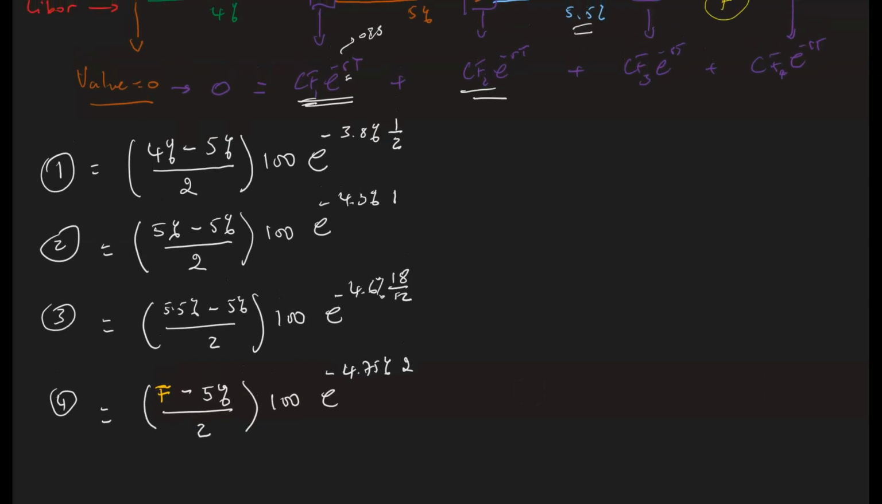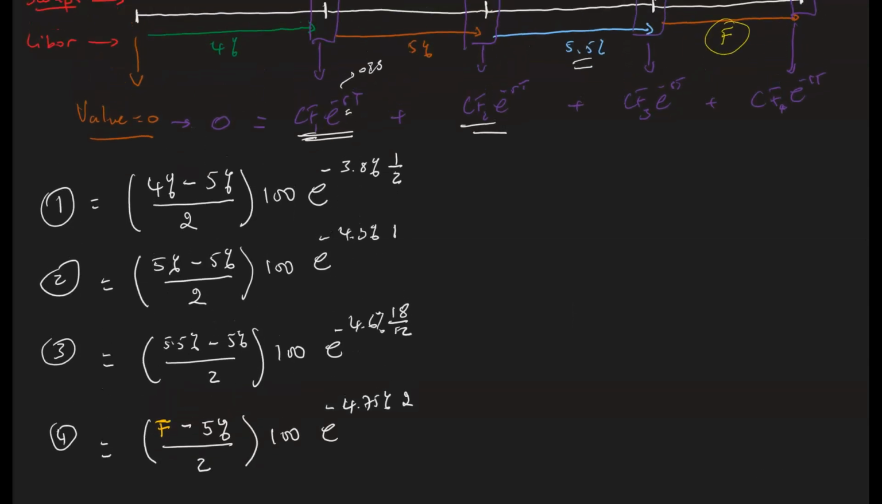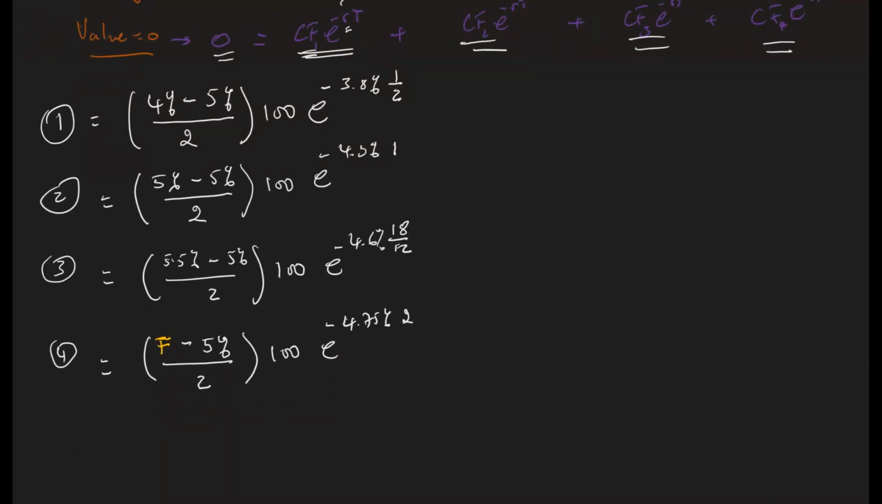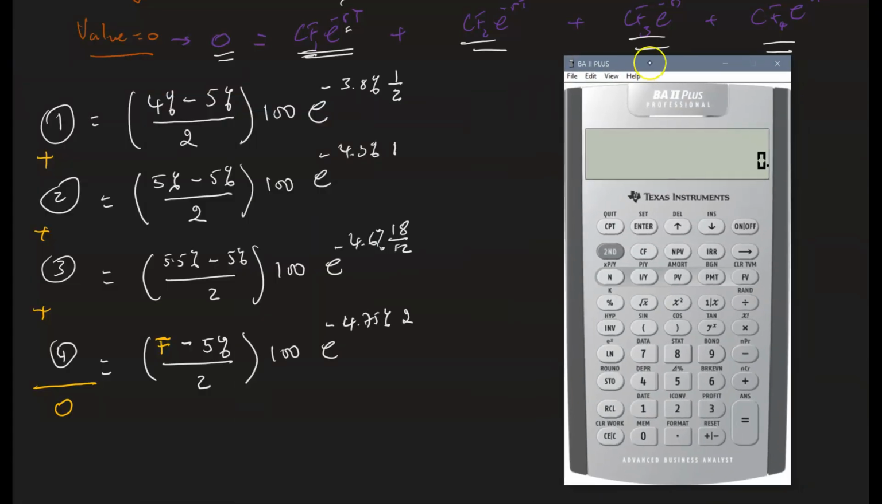Alright, so what do we have? We know that the sum of these present values is equal to 0. So what we're going to say is 1 plus 2 plus 3 plus 4 is going to be equal to 0. So that puts up one equation, one unknown, and then we simply solve for our forward rate. Alright, so I'm going to bring my financial calculator and get this started. I'm going to start with the first one.